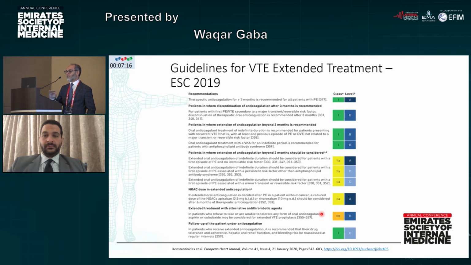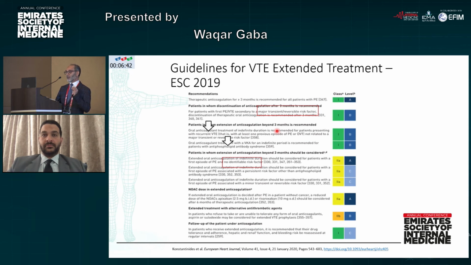I personally like the ESC guidelines. It's a busy slide. I'll take you through it one by one. To start with, what we just discussed: they say that patients who have a major transient or reversible risk factor, you stop after 3 months. Initially we discussed just the NICE guidelines; now this is the ESC 2019 guidelines. Patients who have either recurrent VTE or antiphospholipid syndrome, you have to extend beyond 3 months. So you have to go beyond 3 months for these patients.